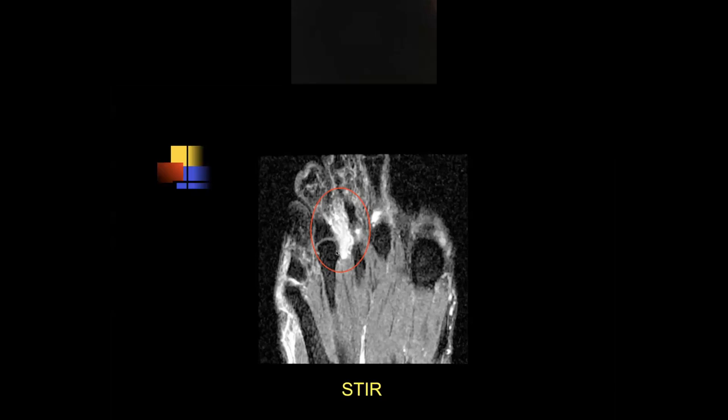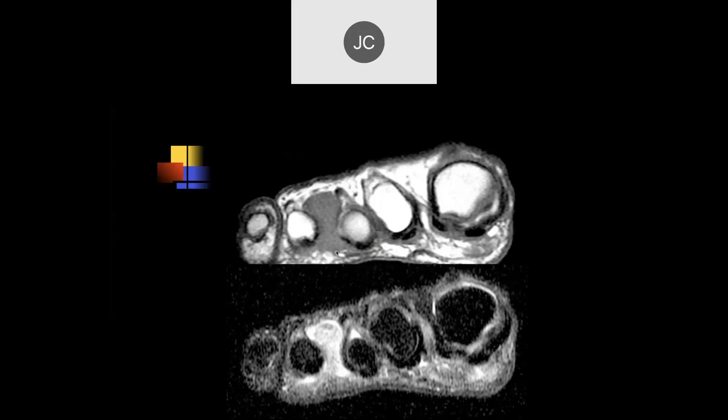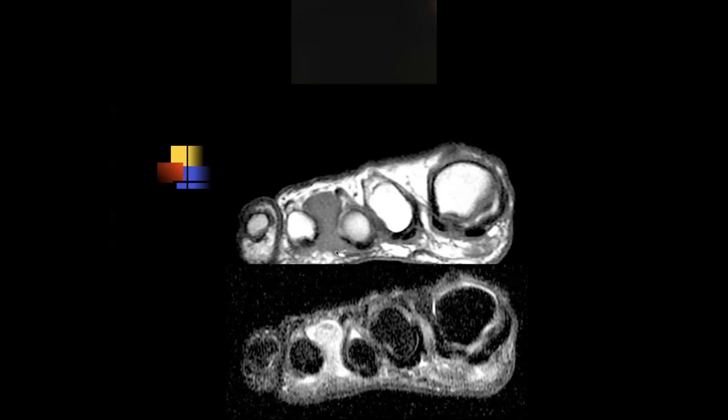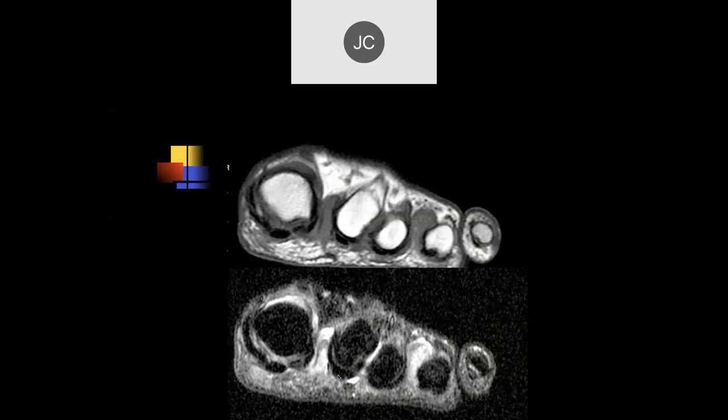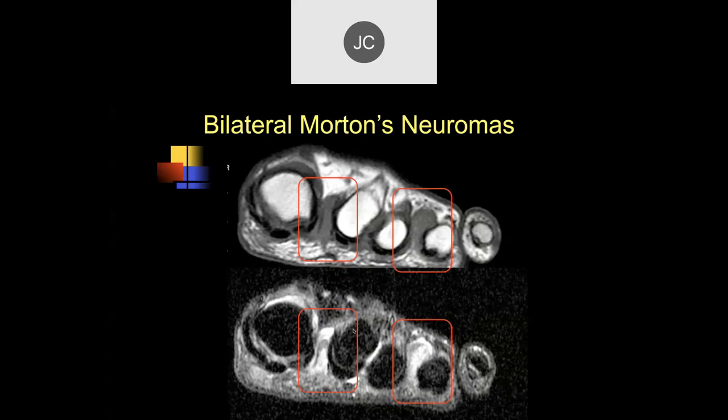Okay. Here's what it looks like in the coronal plane. It's a common location. There's a mass. Again, it's bright on STIR and hypointense on T1. And it's a common location for Morton's neuroma, I guess. Right, good. And here's just another patient who has multiple ones of these, which we can see there. And this is one foot, the other one was the other foot. So these are bilateral Morton's neuromas.